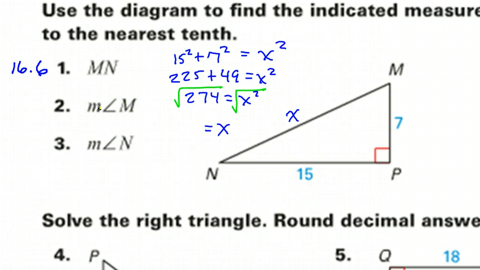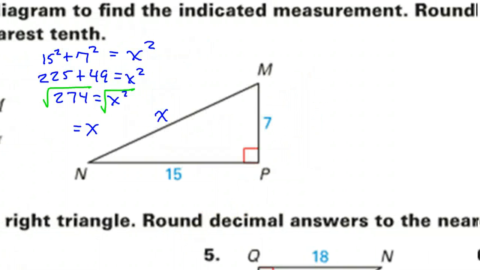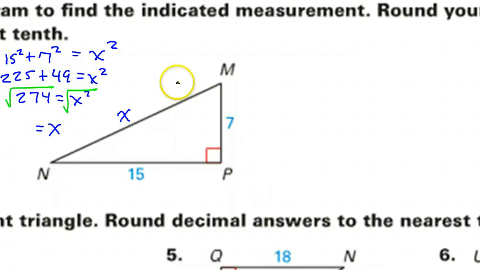Okay, now for problem number two, we're supposed to find the measure of this angle. Now we don't know either angle, so now we're going to need some trig functions. In fact, we're going to need inverse trig functions. Anytime you're looking for an unknown angle and you don't know either angle, you can bet you're going to need inverse trig functions. So if I want to find angle M, then of course I'm focusing on this right here.